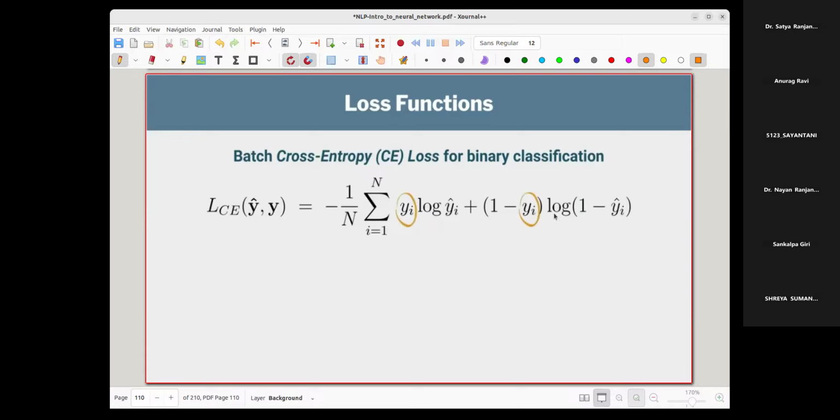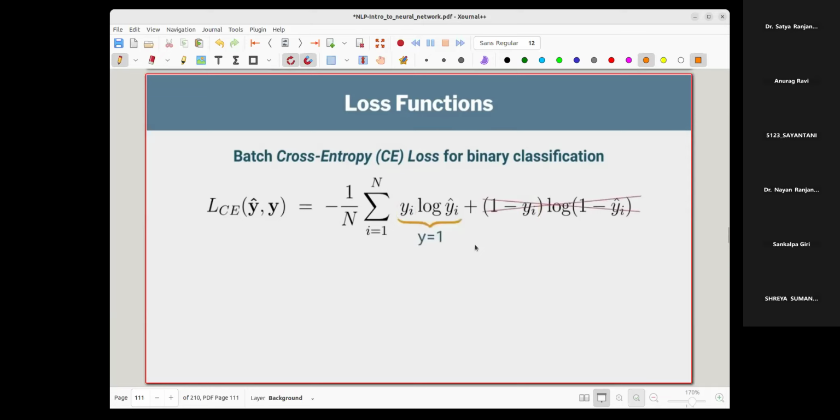Now consider this yi. What is yi? Yi is the actual output, and the actual output is either 0 or 1. But what is yi cap? Yi cap is any value between 0 and 1, because your sigmoid will convert your value to a probability value between 0 and 1. But the actual yi is 0 or 1.